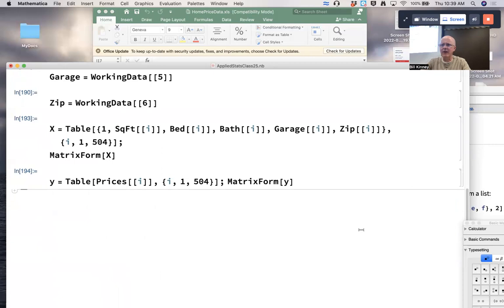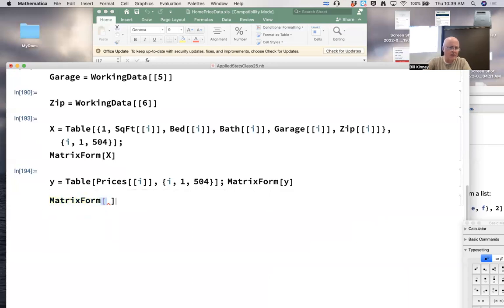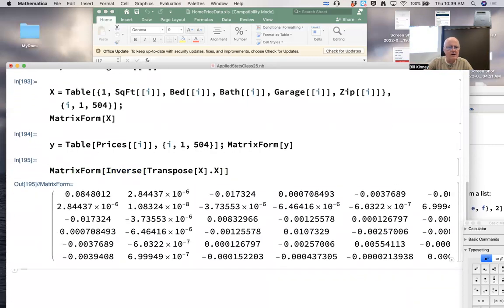And as far as doing what I was showing you in the book, we need to compute the inverse of X transpose times X. Let's see if Mathematica can handle it. Matrix form, inverse, transpose X times X. If Mathematica can handle this, it should be a 6 by 6 matrix. There we go.